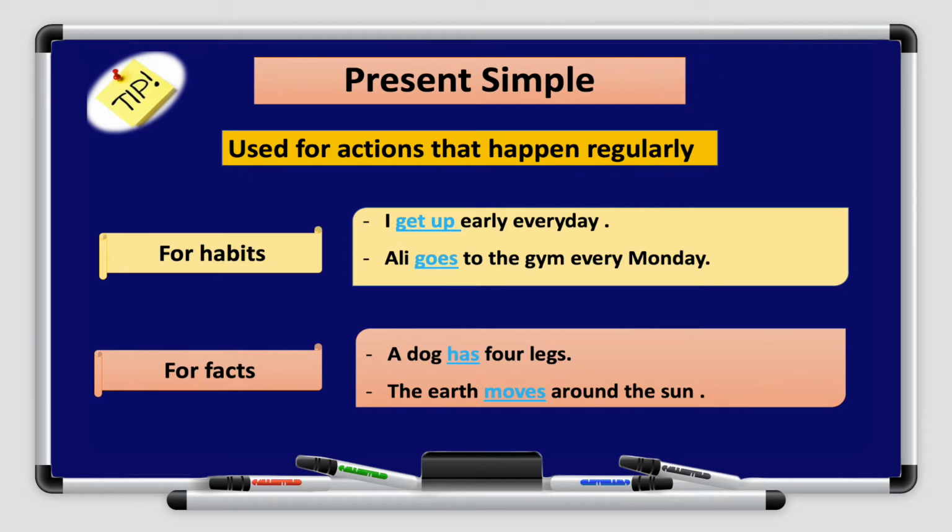Let's have some examples for the habits. I get up early every day. Ali goes to the gym every Monday. For facts, we have two examples. A dog has 4 legs. This is an unchangeable fact. The earth moves around the sun.